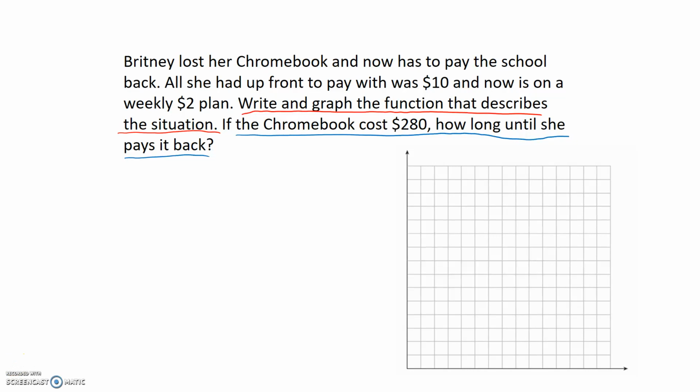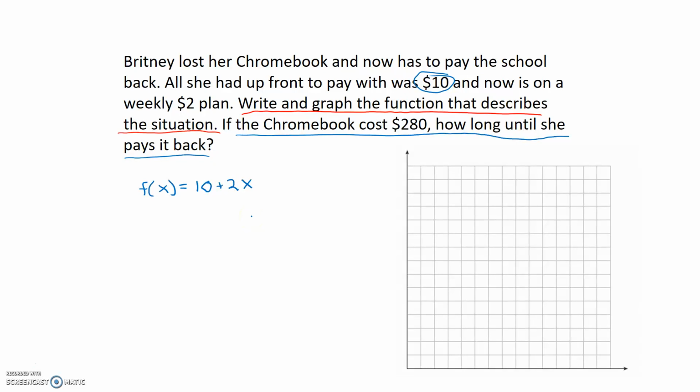All right, so the function I'm going to use here to summarize my work is going to be f of x is equal to, well, I know that she paid, it says up front she paid $10. So that's how much she has paid already. But she's on this plan. She's paying $2 a week. So I put plus 2x. That's how much she's paying back per week.